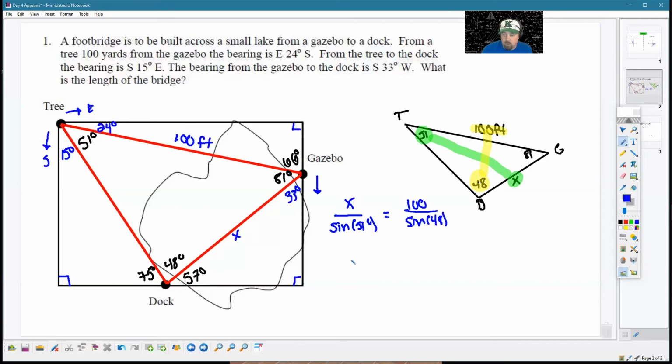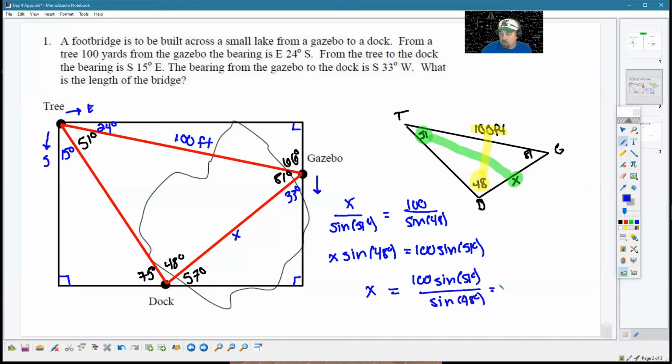So we'll cross multiply and solve this stuff. So we're going to get x times the sine of 48 equals 100 times the sine of 51. So x equals 100 sine 51 divided by the sine of 48. And we'll plug that in and see what we get.